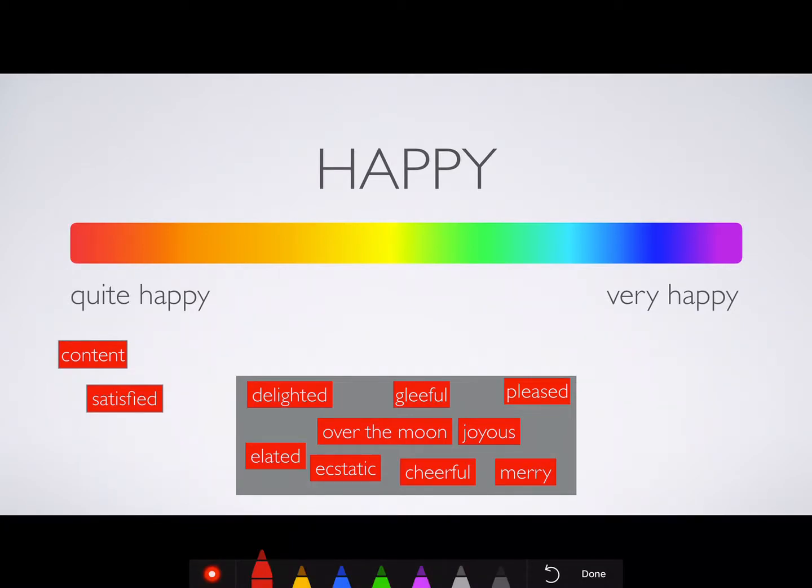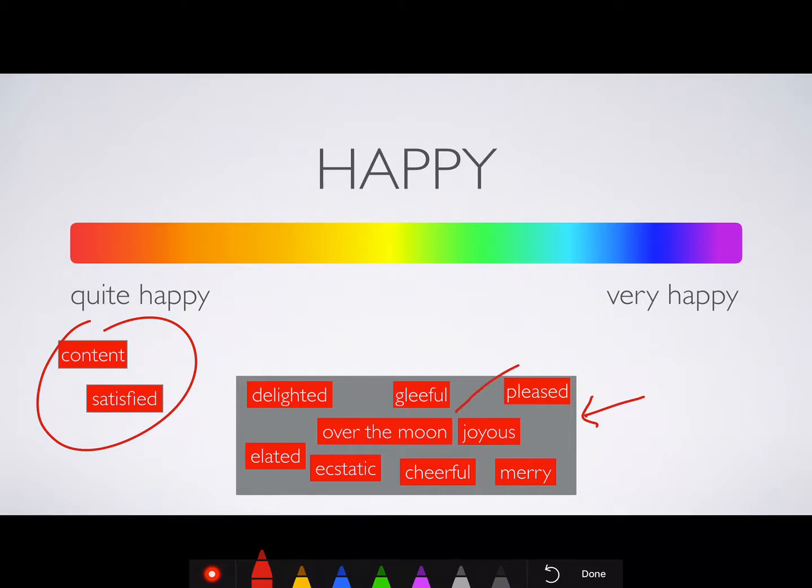Now, there are lots of other words that also mean happy, but they mean different levels of happy. So you can see here I've started to mind map a whole bunch of ideas in this box at the bottom that mean happy. So we've got delighted, gleeful, over the moon, so we've got some phrases in there as well as words. And then I've started to create a spectrum. So rather than just having this grey word, we've got a spectrum of words that all mean roughly the same thing. So I've got content and satisfied over in the quite happy corner.